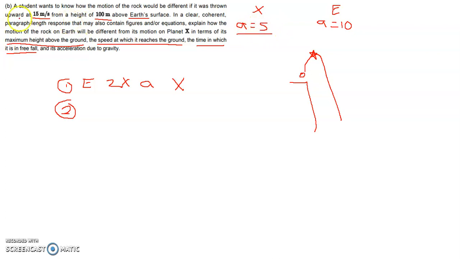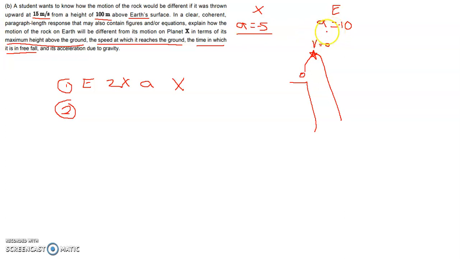every second, right? So if I threw it upward at 15, after 1 second, remember these are negative, it would slow down by 5. So after 1 second, instead of being 15, it's now 10. After 2 seconds, it'll be at 5, and then after 3 seconds, it'll be at 0, okay? Remember the velocity at the top here is 0. So on planet X, it would actually take 3 seconds to slow down, okay? On planet Earth, you would take 1.5 seconds to slow down.